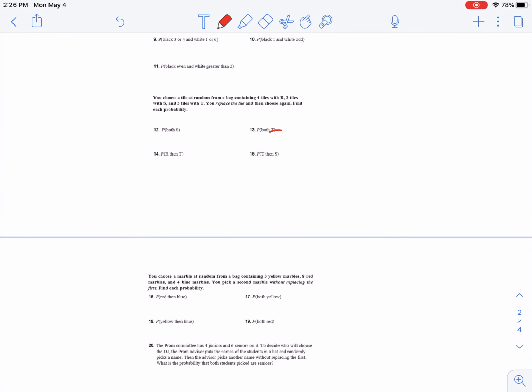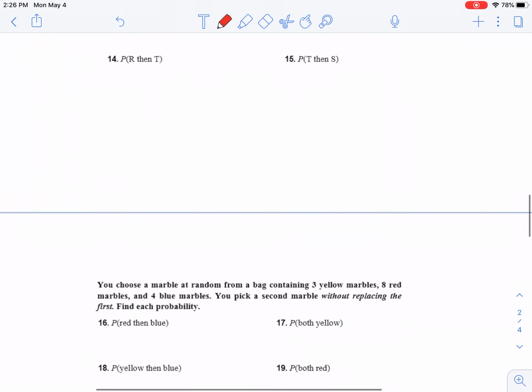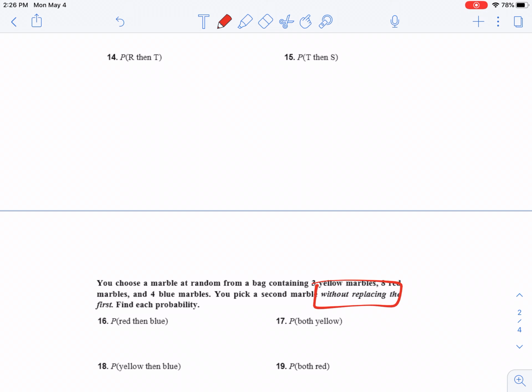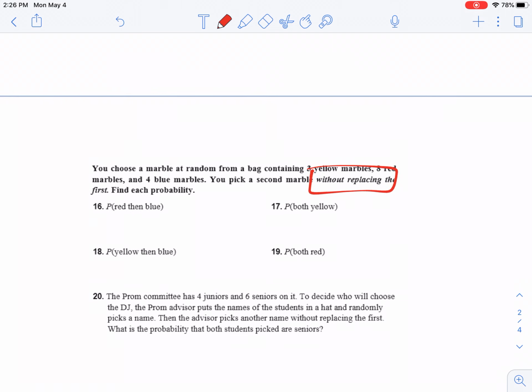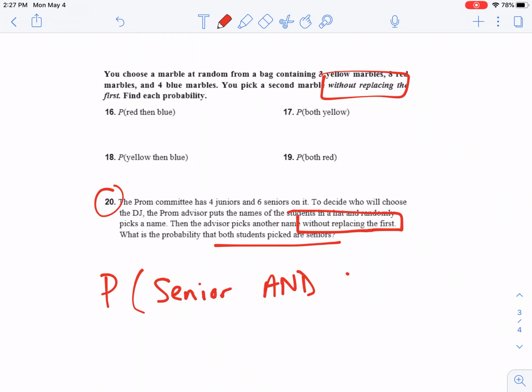Just pay attention to this one is with replacement. This one is without replacement down here. Let's do number 20, actually, last one. Prom committee has 4 juniors and 6 seniors. They're going to put the names of the students in a hat and randomly pick a name. This is without replacement. What is the probability that both are seniors? So probability of getting a senior and another senior.